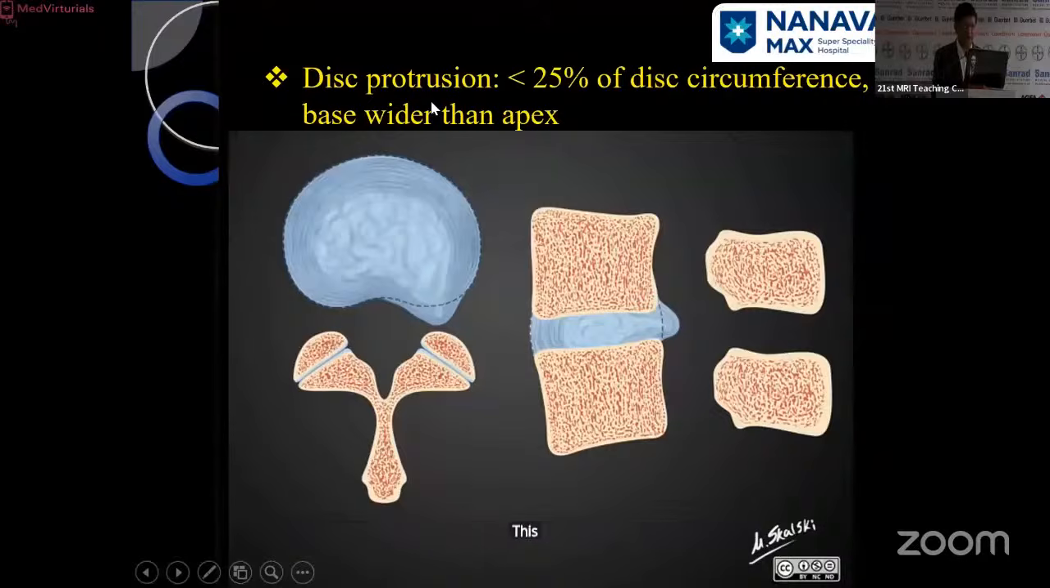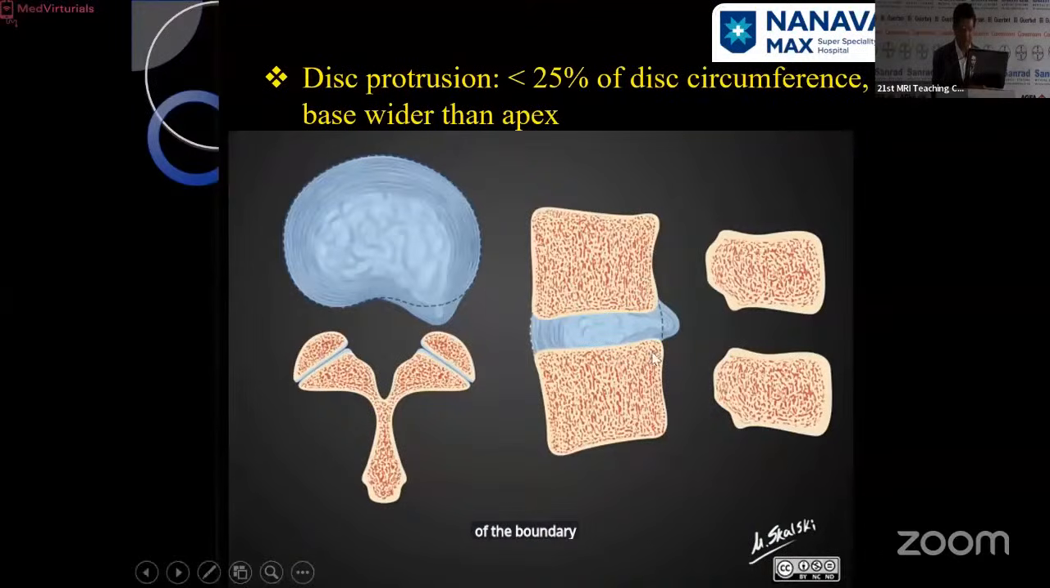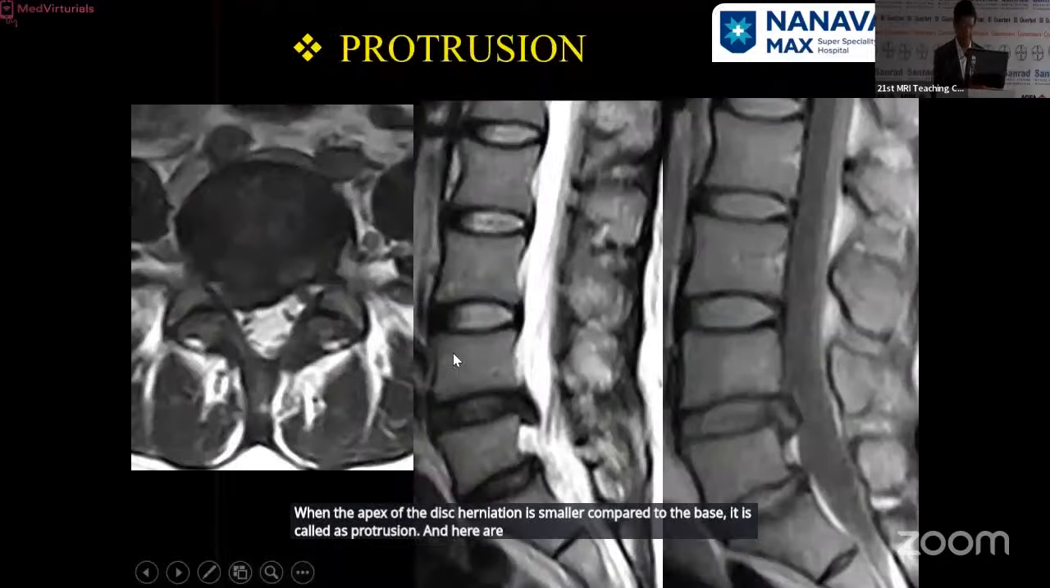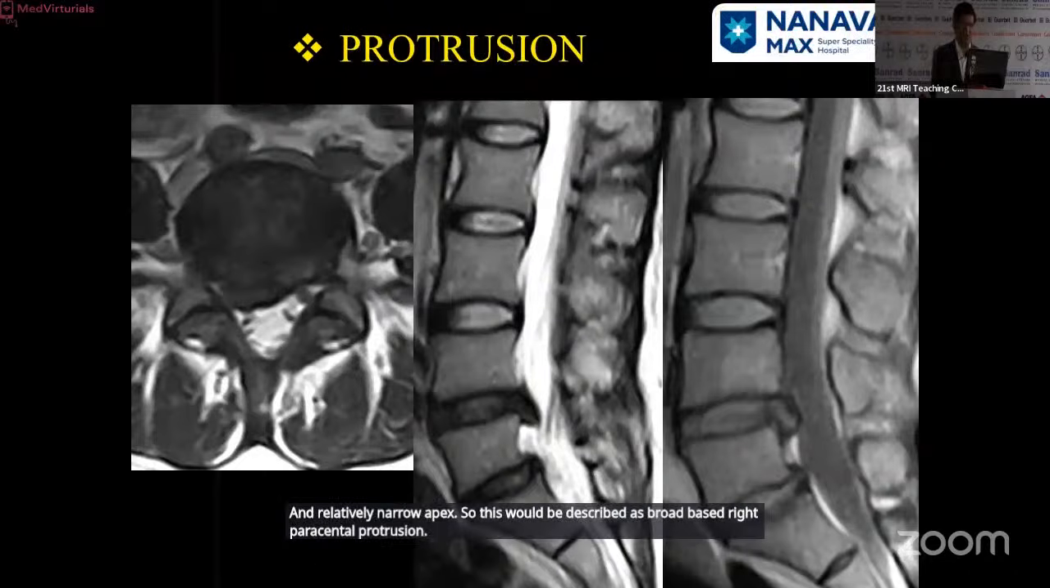Protrusion, which is a part of herniation, is defined as when less than 25% of the circumference gets out of the boundary of the upper and lower vertebral bodies. When the apex of the disc herniation is smaller compared to the base, it is called protrusion. And here are examples. Here the L4-5 and L5-S1 discs are degenerated. There is herniation of this L4-5 disc, which has a broad base and relatively narrow apex. So this would be described as broad-based right paracentral protrusion of the L4-5 disc.